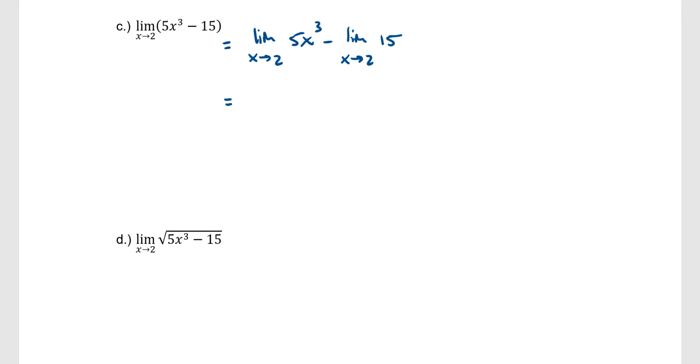We just found this one, the first one on the previous page. We just said that answer was 40. So it's going to be 40 minus the limit of 15 as x approaches 2. 15 is a constant, so that means our answer is just that constant 15. And then 40 minus 15 gives us 25.